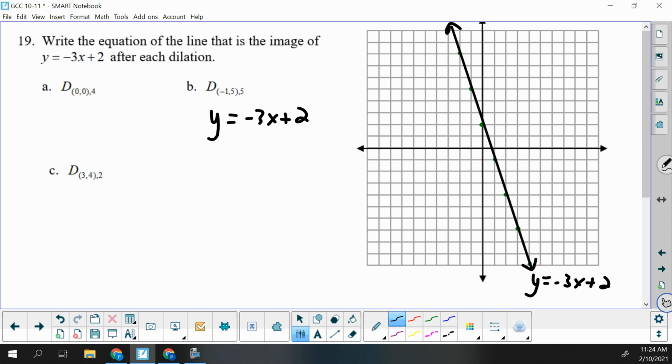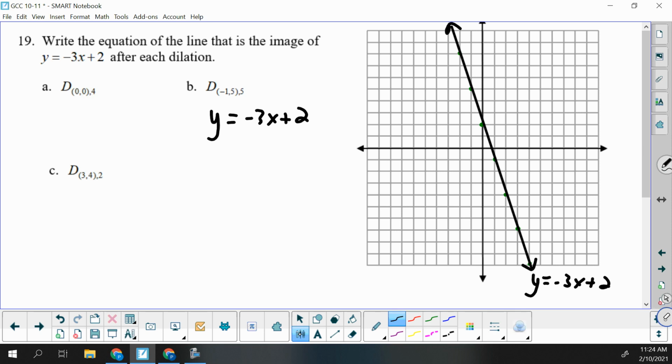For the next one, we've got 3, 4. 3, 4 would be up here. That's not on the line. So that's going to create a parallel line. So what we want to do is dilate one of the points and then just re-put in our slope. So we want to be 4 times as far from 0, 0.